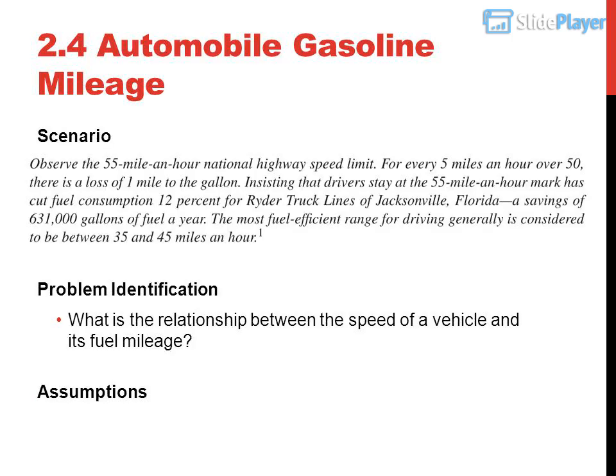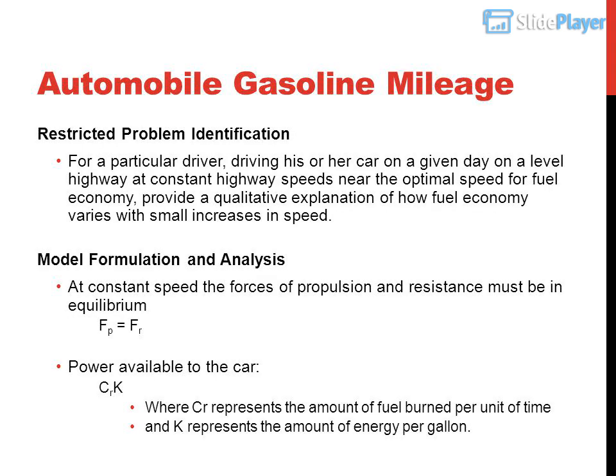2.4 Automobile gasoline mileage. Scenario. Problem identification. What is the relationship between the speed of a vehicle and its fuel mileage? Assumptions. Restricted problem identification. For a particular driver, driving his or her car on a given day on a level highway at constant highway speeds near the optimal speed for fuel economy, provide a qualitative explanation of how fuel economy varies with small increases in speed.